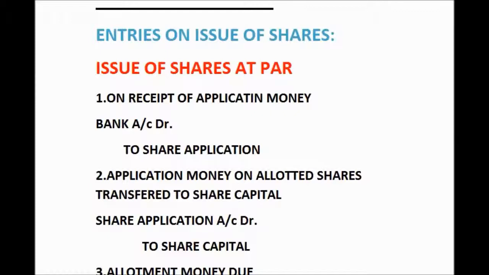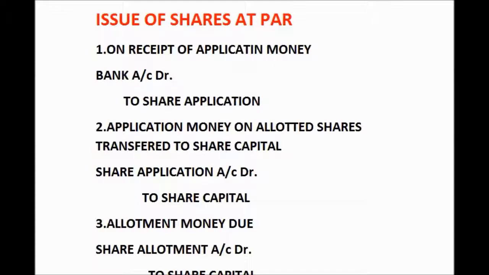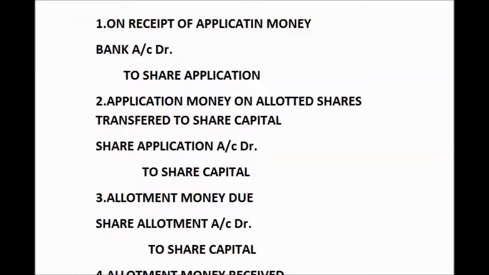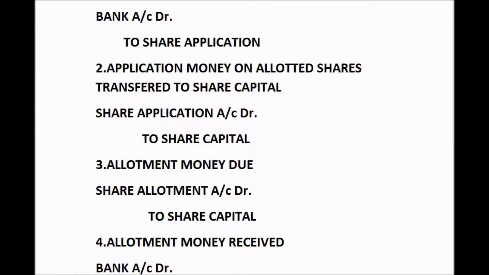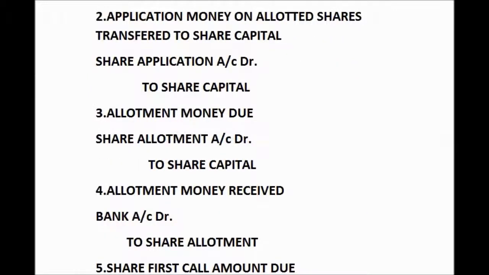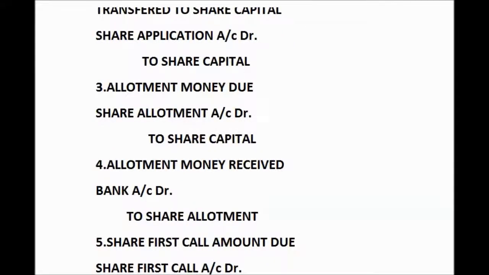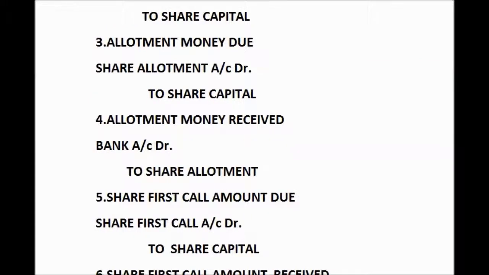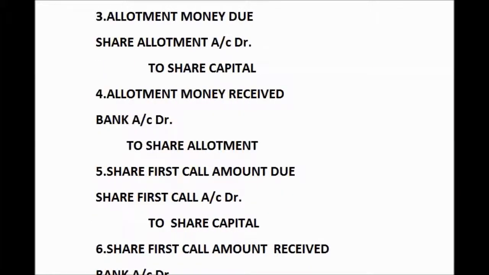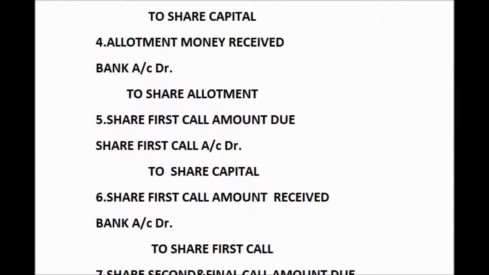When the allotment money becomes due or receivable, share allotment account debit to share capital. When the allotment money is received, bank account debit to share allotment account. And when the share first call amount is due, share first call account debit to share capital. Then when the share first call amount is received, bank account debit to share first call account.